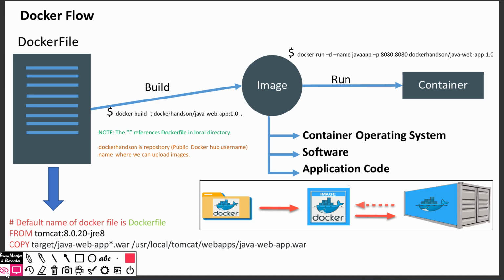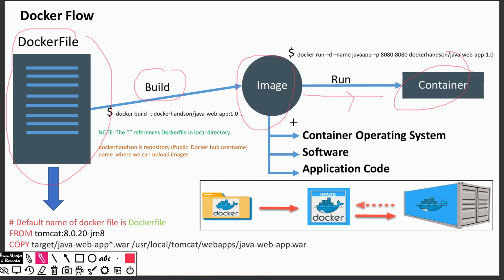Guys, let us see how the flow happens. Here we have the Dockerfile. By building the Dockerfile, I can create the Docker image. Once the Docker image has been created, you are going to create the container from the Docker image. At the same time, you want to save your image. Where are you going to save it? Docker provides a registry.